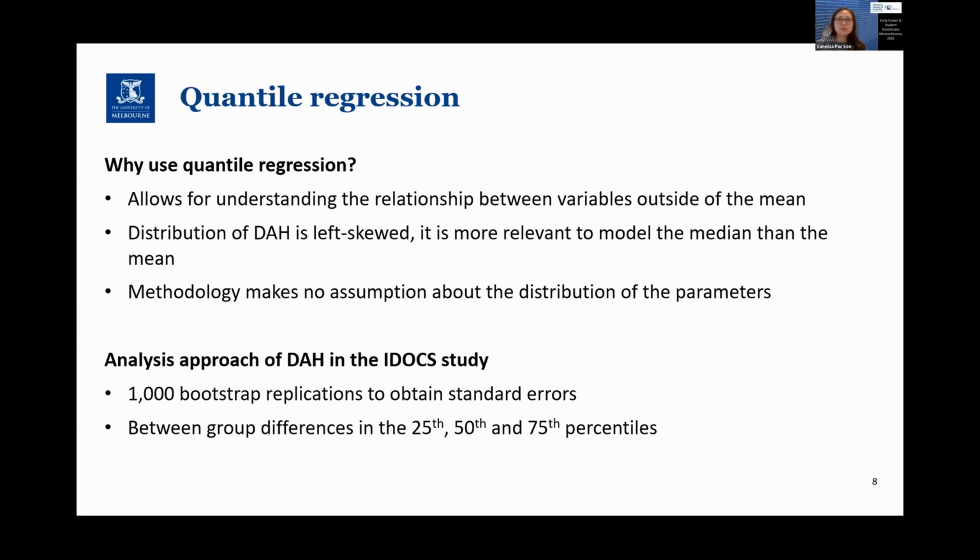Given the asymmetrical distribution of days alive and at home in both groups, it is more relevant to model the median, which is closer to the major distribution mode and directly interpretable. When using quantile regression, no assumption on the true distribution of the endpoint is required. For the analysis of days alive and at home in IDOC, the estimates and 95% confidence intervals at the 25th, 50th, and 75th percentiles were obtained by bootstrapping with 1,000 replicates.